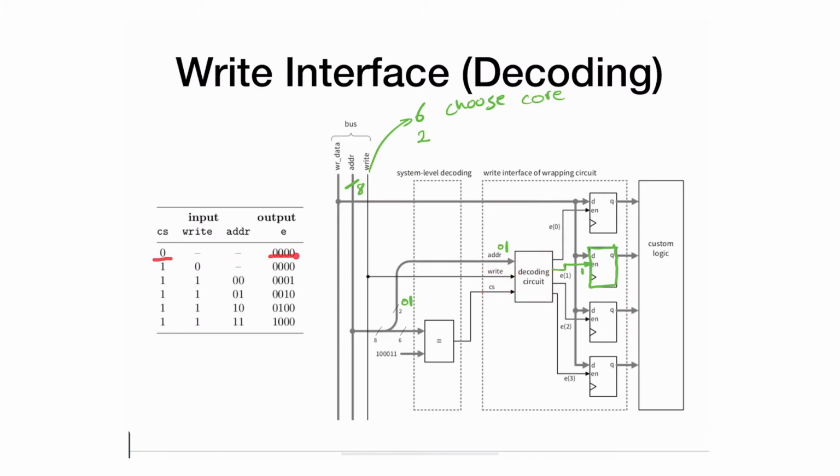I don't care. The output will be 0. So all of these enables will be completely 0. Nothing will happen. Whether the write is 0 or 1, I don't care. Now, if I chip selected it, but the write is 0, it's also the same. This decoder does not output anything. So these 2 here are basically the enable for this particular decoding circuit, and that's what it does.